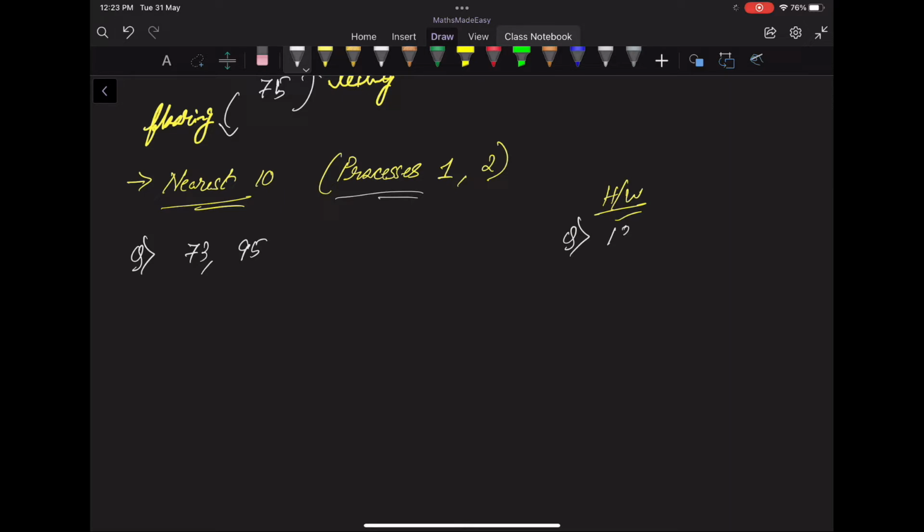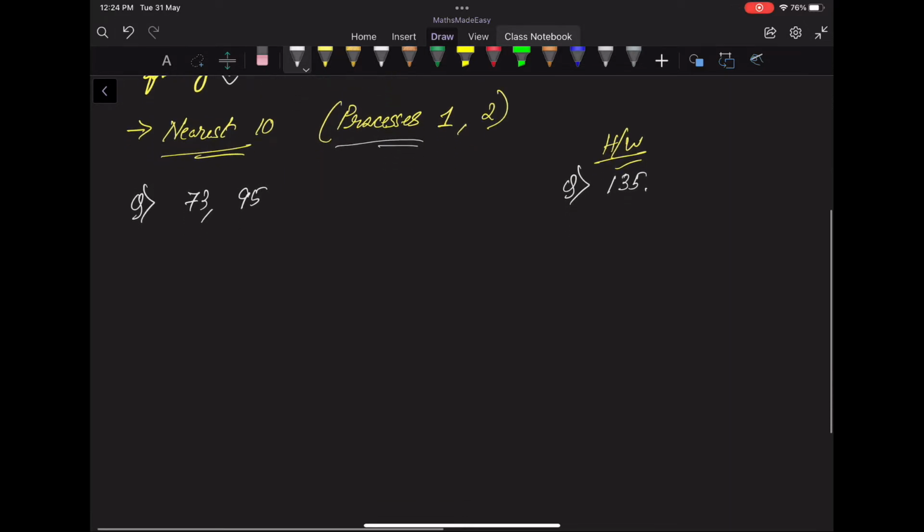Homework question is 135. Okay guys, don't go ahead and start doing the homework right now. Let me teach you guys how to round it off. I'll be doing this sum using process 1 and this sum using process 2.